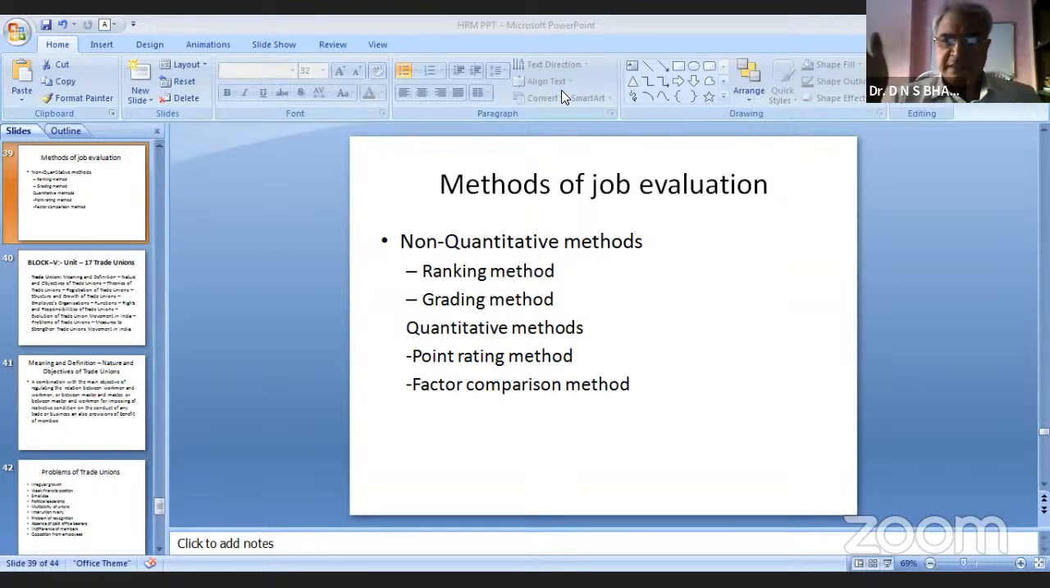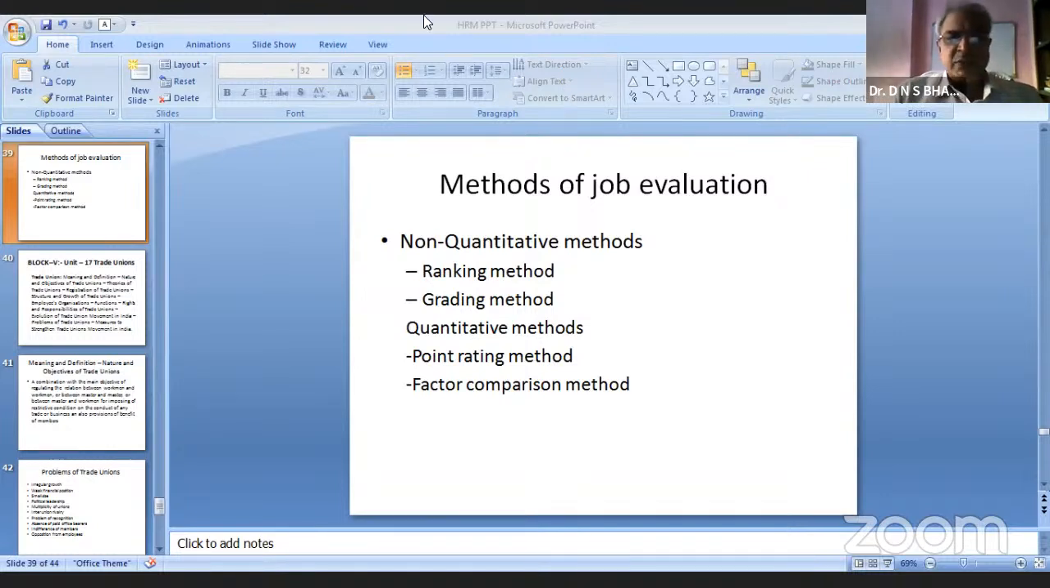So in the case of the grading system, what we will do is put some different grades for the employees of the organization: Grade 1, Grade 2, Grade 3, like that. Then we will place each and every job in one of these grades, and finally decide what is the grade of that particular job. Right? That is called the grading method.